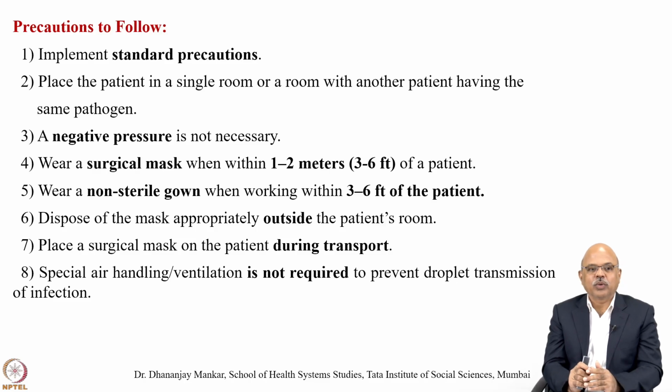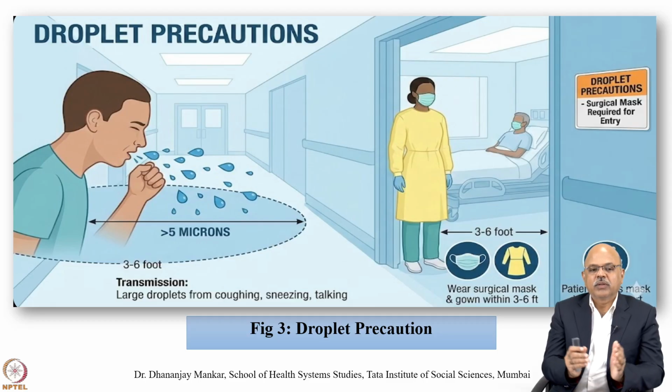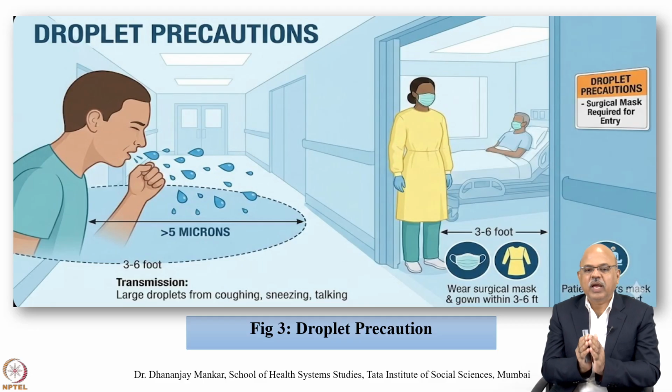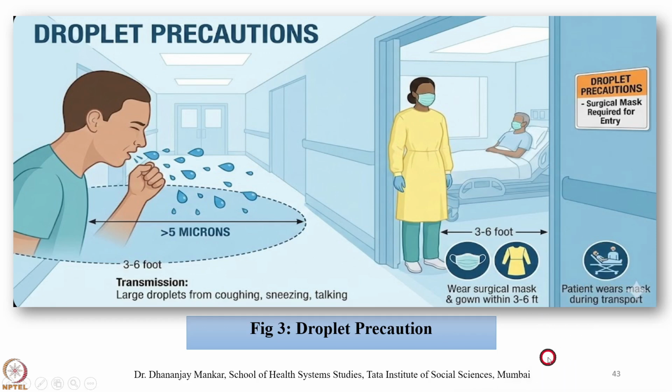So these are the listed protocols that you have to see are followed by your healthcare workers. Here we can see the portrait of droplet precaution. Below 5 microns and within 3 to 6 feet, you have to see that the transmission of large droplets from coughing, sneezing and talking occurs, so you have to keep a distance of 3 to 6 feet from the patient. Wear a surgical mask and a gown within 3 to 6 feet of the patient.